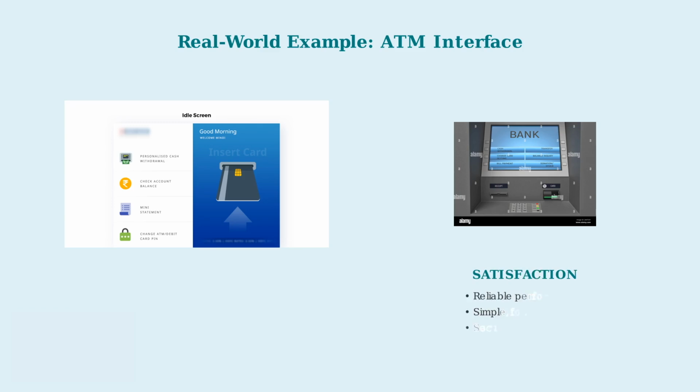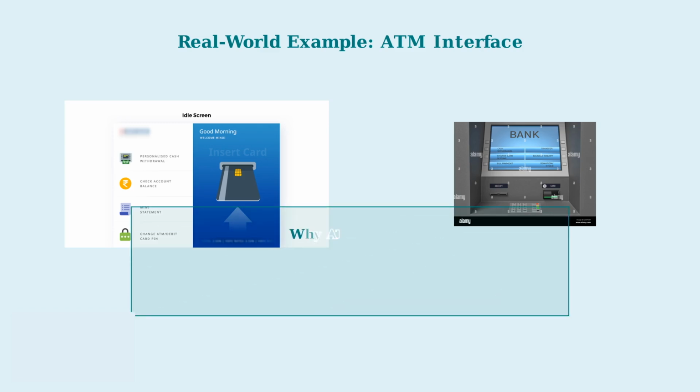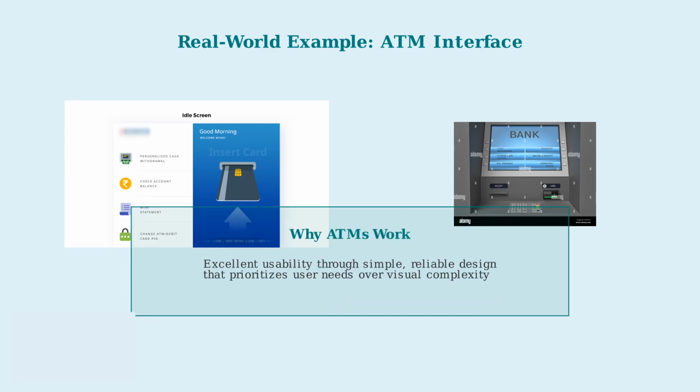Finally, satisfaction comes from reliability and simplicity. Users trust ATMs because they consistently work as expected. The interface doesn't try to be fancy. It focuses on helping users accomplish their banking tasks quickly and securely. ATMs demonstrate that excellent usability doesn't require flashy design. By focusing on the 5 core components, learnability, efficiency, memorability, error prevention, and satisfaction, they create interfaces that serve billions of users successfully every day.